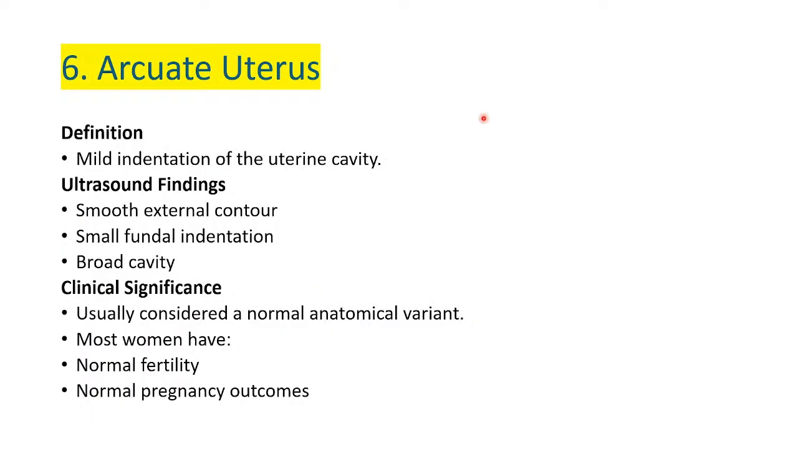So we also have what is called the arcuate uterus. By definition, mild indentation of the uterine cavity. Ultrasound findings: smooth external contour, small fundal indentation, broad cavity. Clinical significance: usually considered a normal anatomical variant. Most women have normal fertility and normal pregnancy outcomes.